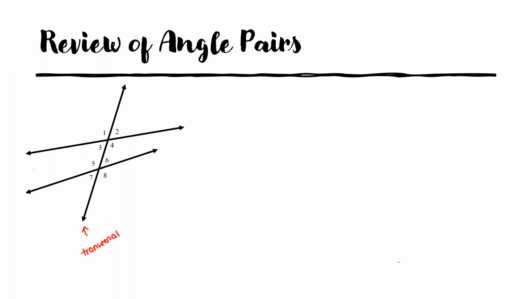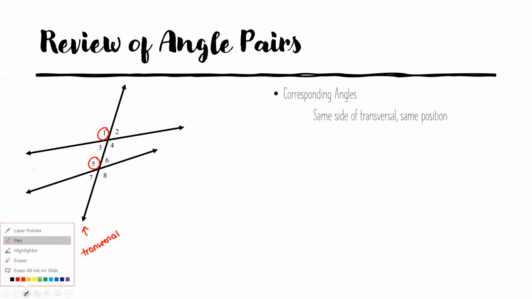The first one that we started looking at was the corresponding angles. Corresponding angles are angles that are on the same side of the transversal and in the same position. So if you recall here, for example, angle 1 corresponds with angle 5 because they're on the same side of the transversal and they are in the same position. Same thing with angle 3 corresponds with angle 7, as well as angle 2 corresponds with angle 6. And lastly, angle 4 corresponds with angle 8.